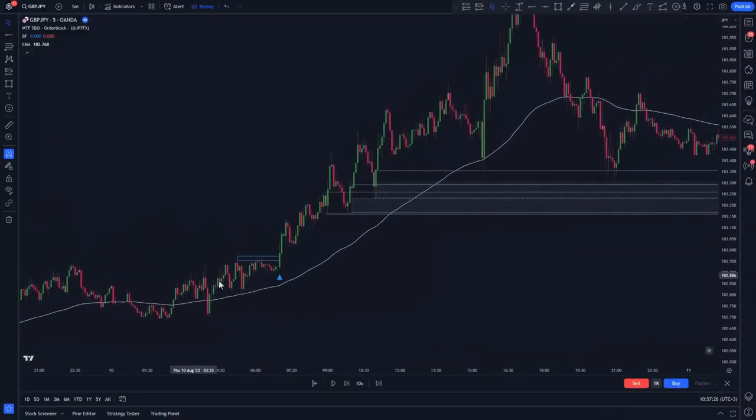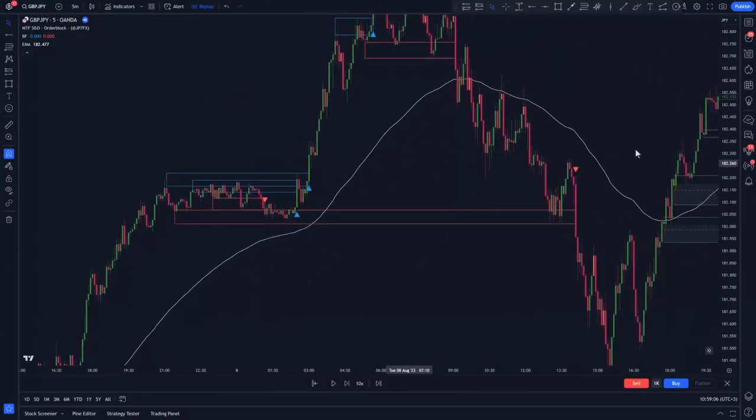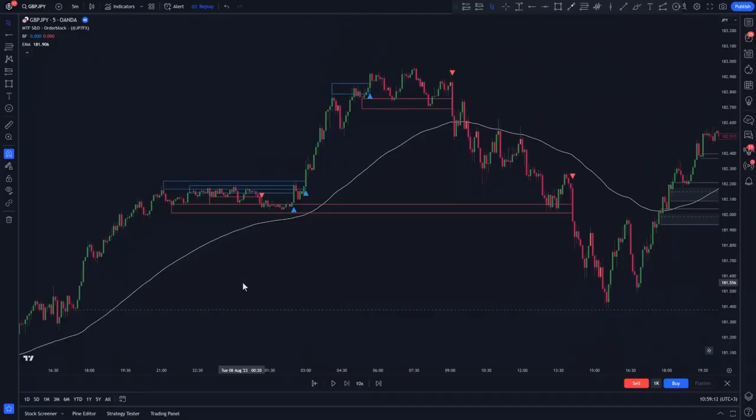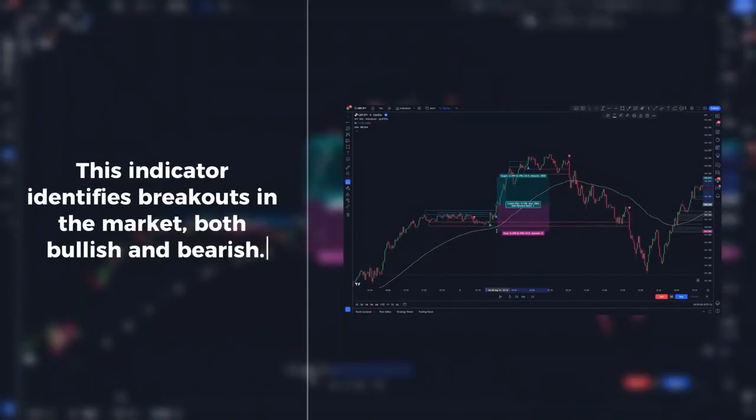When a price is constantly trading above the moving average, that indicates a bullish trend. On the other hand, when it's constantly trading below the moving average, that indicates a bearish trend. Now, what about the breakout finder indicator? What are we going to use it for? Well, as the name suggests, this indicator identifies breakouts in the market, both bullish and bearish.